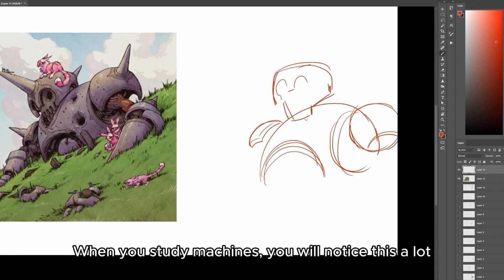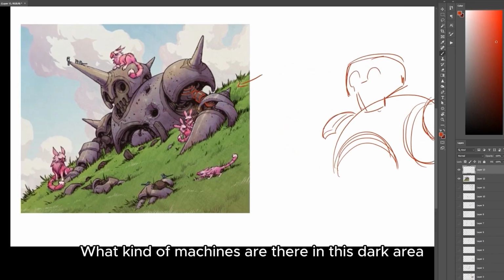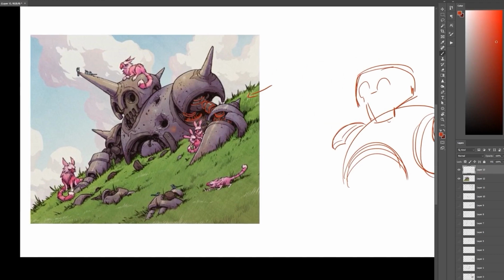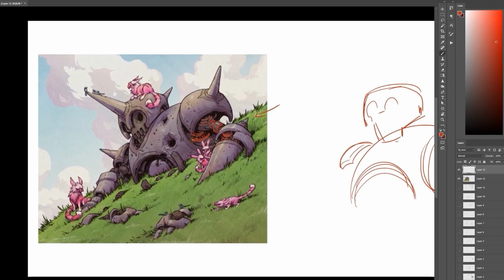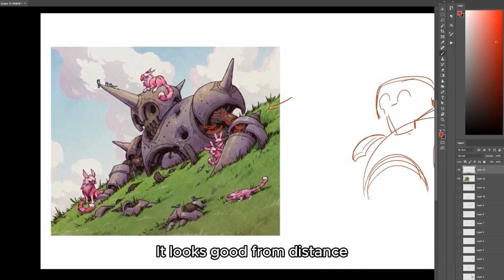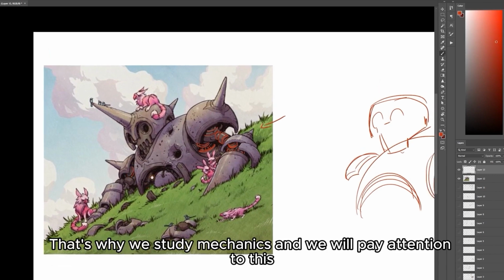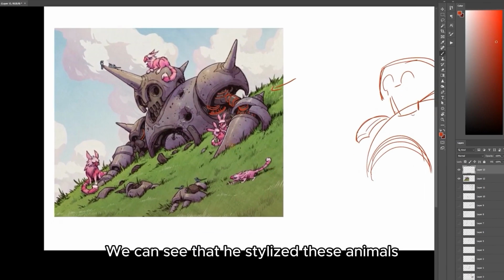When you study machines, you will notice this a lot. What kind of machines are there in this dark area? To make it look quite mechanical, it looks good from a distance. That's why we study mechanics, and we will pay attention to this. We can study handling and stylization. We can see that he stylized these animals.